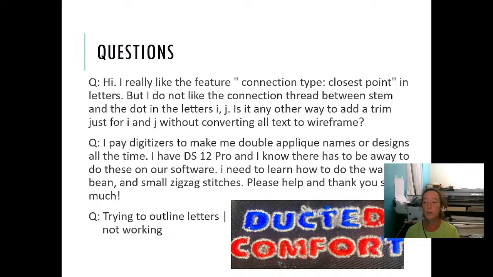No. So the little lines, the jump stitches between the bottom part of the I and the top dot, they're going to be there. They're programmed in, and the only way you can get them to trim is to convert to wireframe and insert a trim. We do have that as a feature request in to change for future updates. So that is in the list to add as an option to add trims there. But right now, converting is the only way you're going to be able to do it.